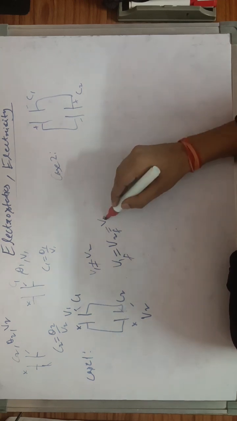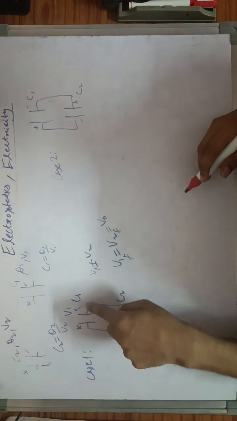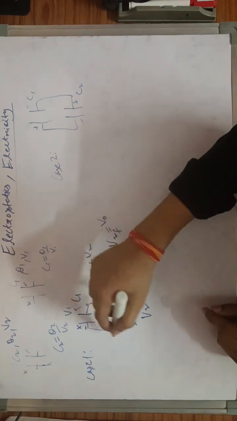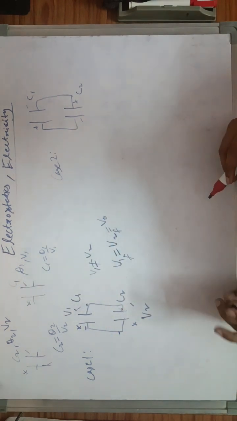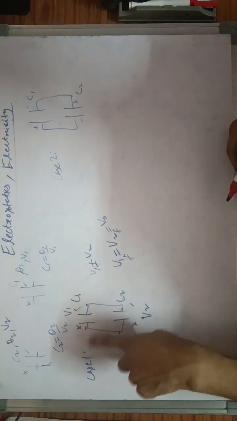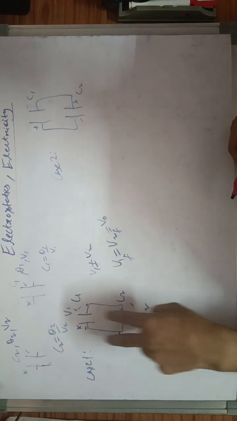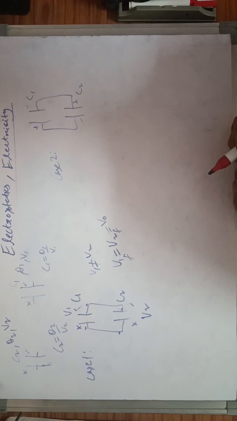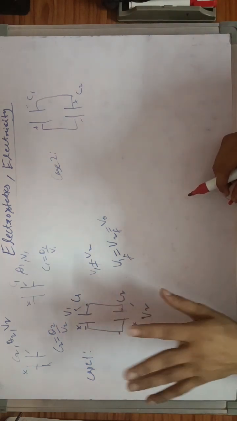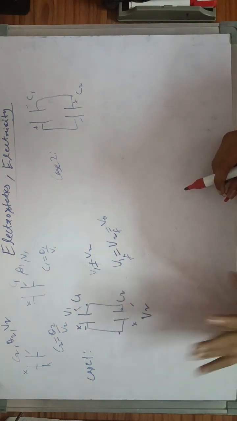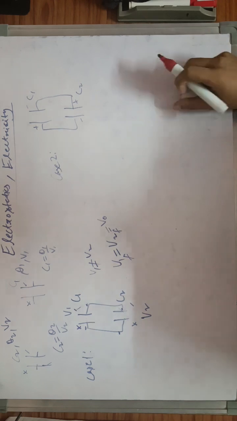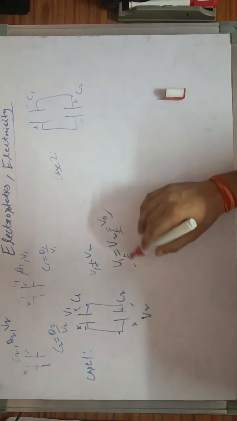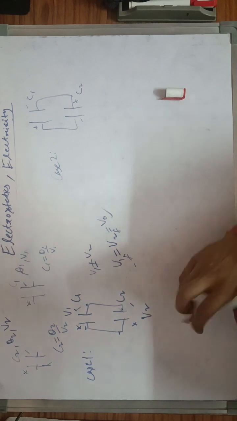They become V0. So the final potential difference across these two capacitors becomes V0. After the potential difference across both becomes the same, the charge flow will stop and the system will be in an equilibrium state. This system will become stable after they both gain the same potential difference.